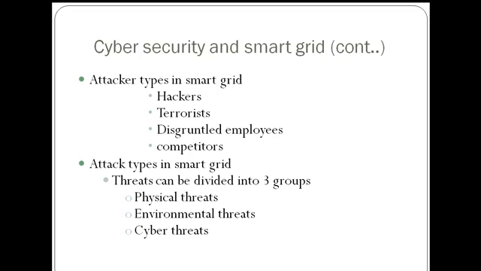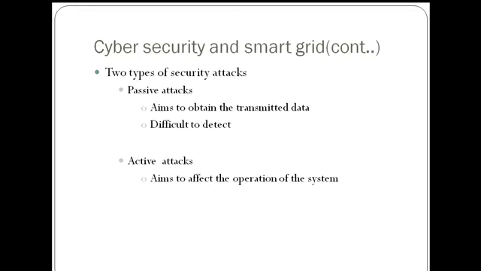Now let's see the attack types in smart grid. The threats can be divided into three groups: physical threats, environmental threats, and cyber threats. While the physical threats involve unauthorized physical accessibility, environmental threats include threats such as natural disasters, extreme heat, extreme cold, and so on. Now let us see the two types of security attacks: the passive attack and the active attack. In a passive attack, the attacker aims to obtain the transmitted data to learn the system configuration, architecture and normal behavior. It is difficult to detect such attacks because there is no change in the data. For this reason, we should focus on prevention rather than the detection of passive attacks.